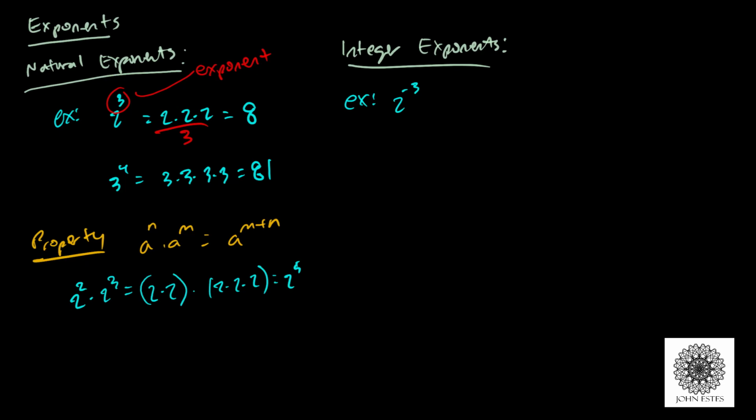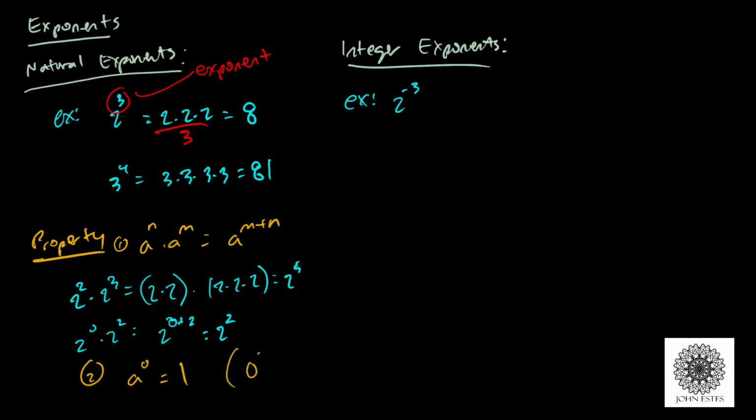But what if I do this? 2 to the 0 times 2 squared. Well, according to my property, that should still be 2 squared, right? Because I add 0 plus 2 as my exponent. Okay, so I still get 2 squared. So what that means then is, as a property, here's our first one. My second one is if I have something to the 0 power, I get 1.